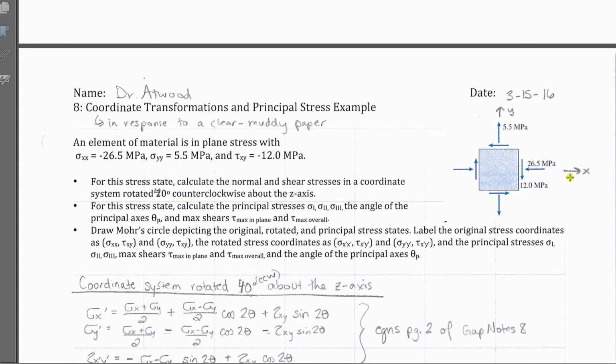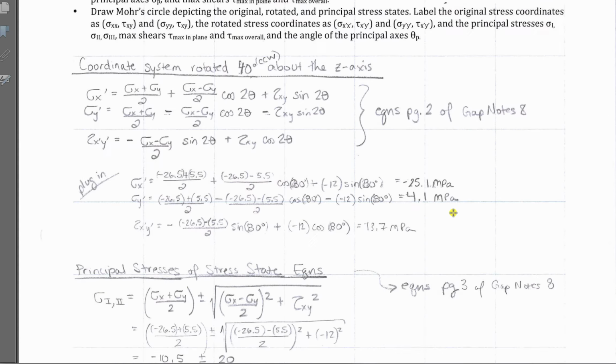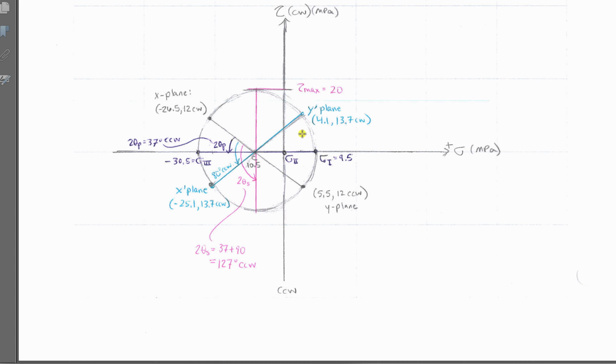So our original x-plane is 26.5 compressive and 12 in the clockwise direction. Our original y-plane is going to be 5.5 tensile and 12 going counterclockwise. So depicting that on the Mohr circle, our x-plane is negative 26.5 and 12 clockwise, which is above the axis. Our y-plane is 5.5 and 12 counterclockwise, which is below the axis. So this is our original stress state.